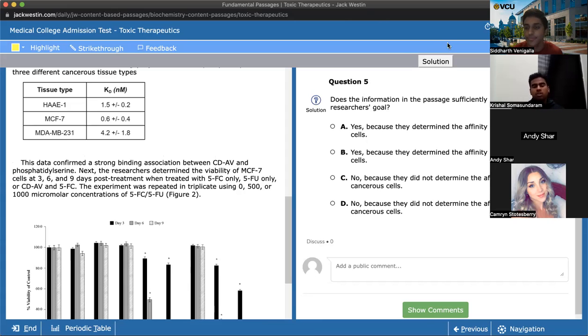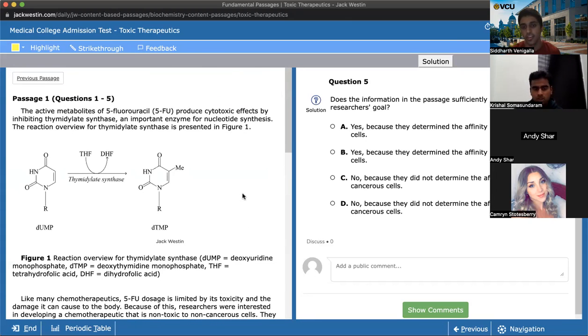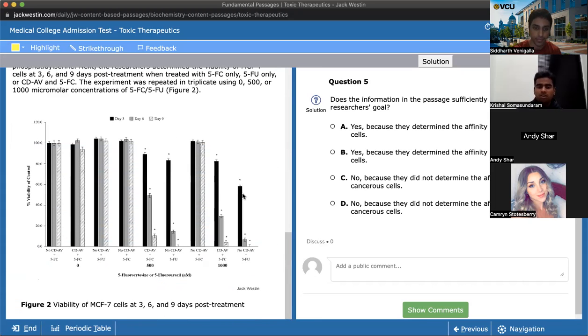Yeah, so they were trying to develop a drug that did not attack non-cancerous cells. So we know that it's going to attack all cancerous cells. That's why I figured A and B are asking about cancerous cells, so I narrowed it down between C and D.